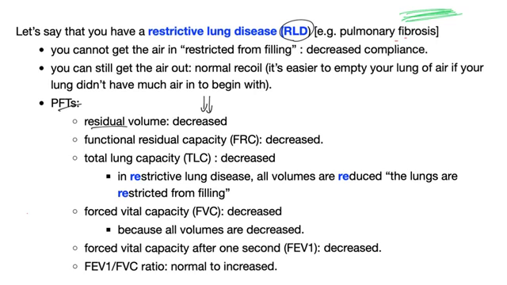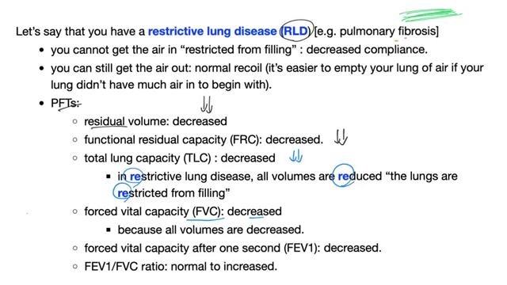You cannot get the air in. There is less air coming in. Therefore, there is less air coming out. Therefore, all of the volumes and capacities are decreased. How about FRC? Also decreased. How about TLC? Decreased. In restrictive lung disease, all volumes are reduced because the lung is restricted from filling.